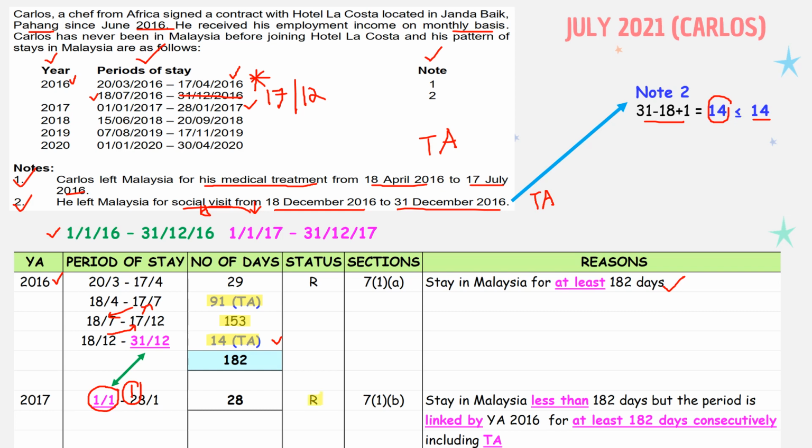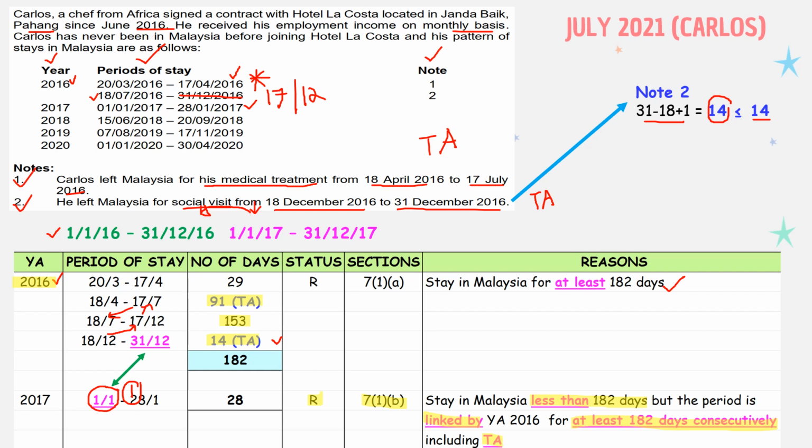Resident under section 7, subsection 1B. Okay, how do we give reason? Stay in Malaysia less than 182 days, 1 mark. But the period is linked by which year? 2016. For how many days? At least 182 days consecutively, including TA. This is how we do link by. Hopefully, you guys can differentiate between link to and link by.